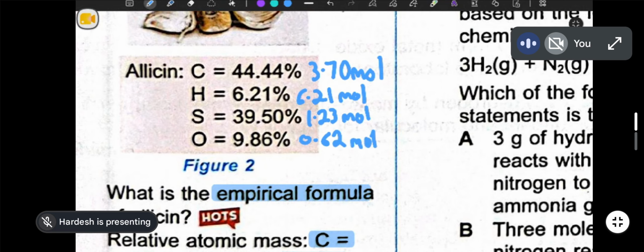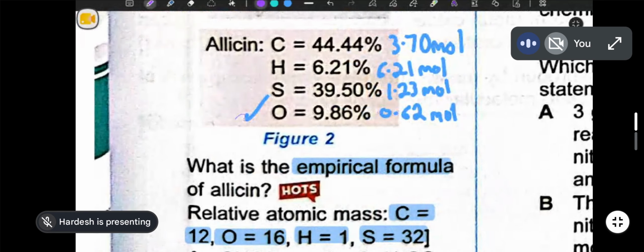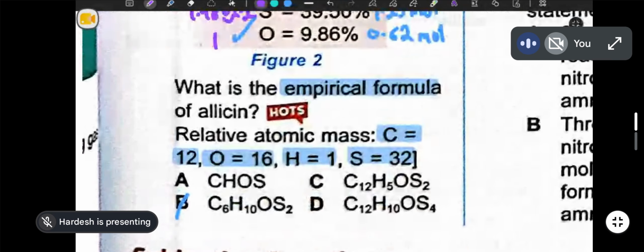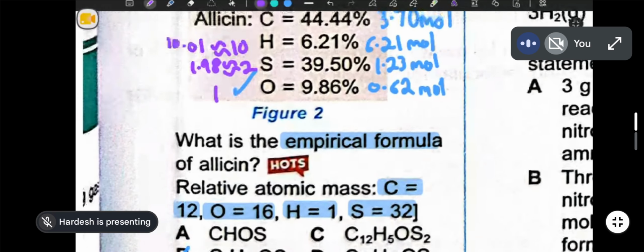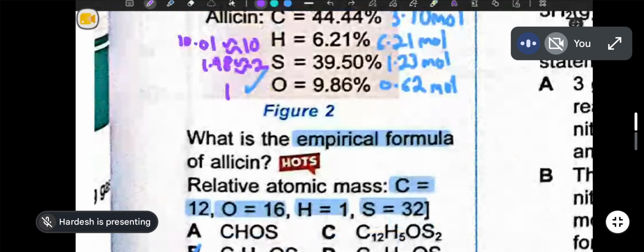0.62 mole. So out of all these, oxygen is the smallest. Okay? So your mole ratio is going to be based on oxygen. So your mole ratio, 0.62 divided by 0.62 is 1. 1.23 divided by 0.62 is 1.98. Basically 2. 6.21 divided by 0.62 is 10.01. Which is basically 10. You got 3 already. You can almost find your answer. Look here. Hydrogen, you got 10. Sulfur, you got 2. Oxygen, you got 1. So confirm your carbon is 6. You don't even need to calculate, you can already guess.